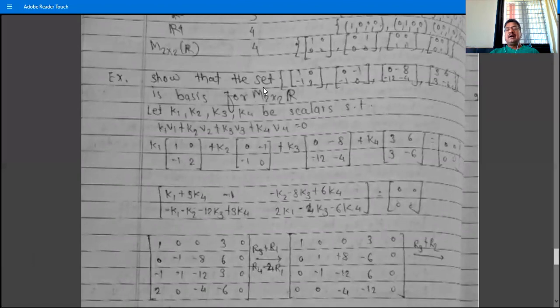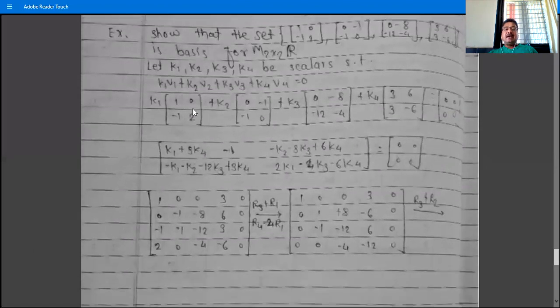What is M2x2(R)? It is a vector space. M2x2(R) is the vector space of all 2 by 2 matrices. Then apply the definition of scalar multiplication and addition in M2x2(R). That is, multiply k1 to each element, k2 to each element, k3, k4, and then add the corresponding elements.